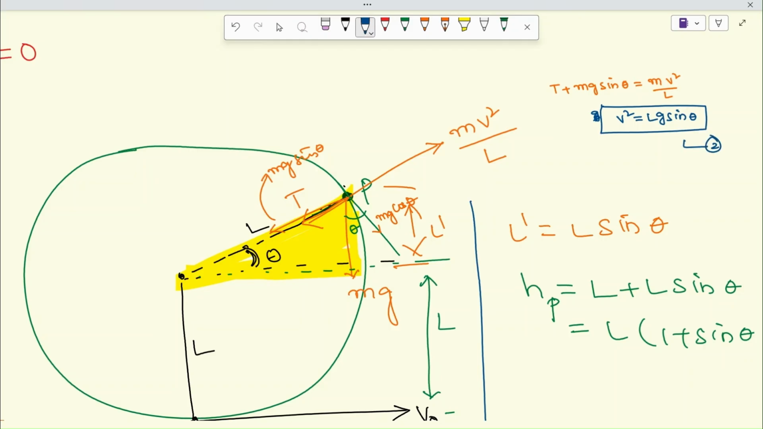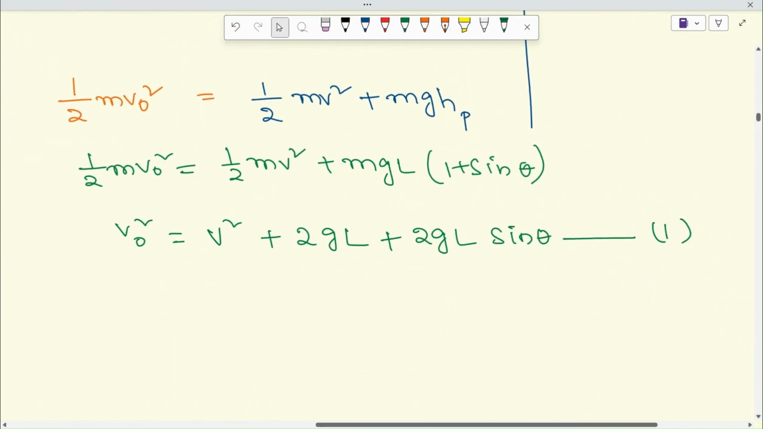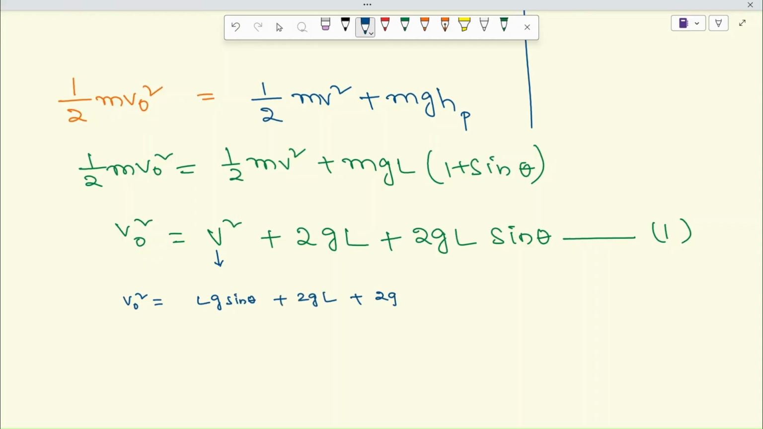Substitute this in equation 1. What are we substituting? V square is equal to Lg sin theta. Now in equation 1, the equation becomes V naught square equal to Lg sin theta plus 2gL plus 2gL sin theta. Now you can see, adding them, V naught square is equal to 3gL sin theta plus 2gL. GL is common. You can write it as gL into 3 sin theta plus 2.